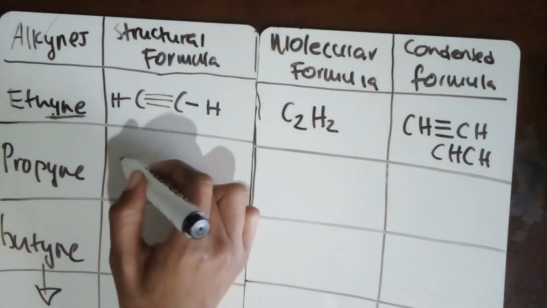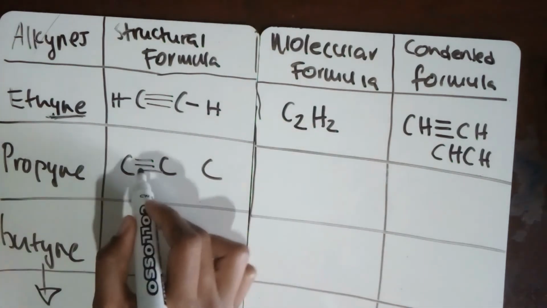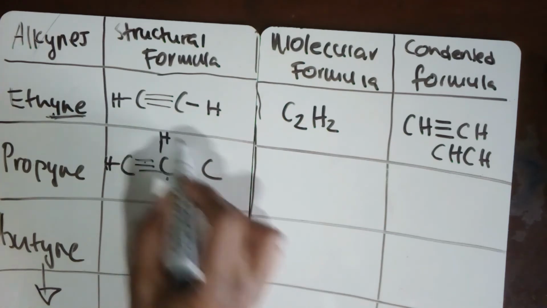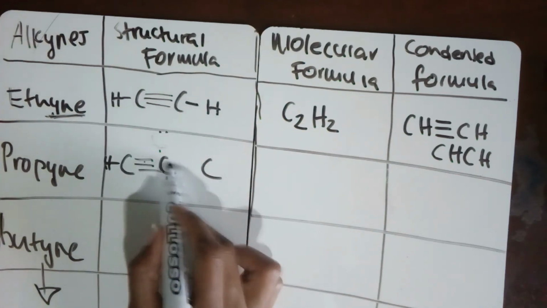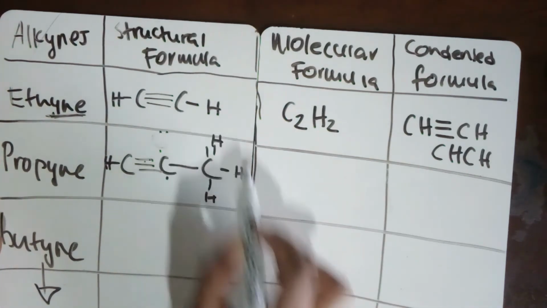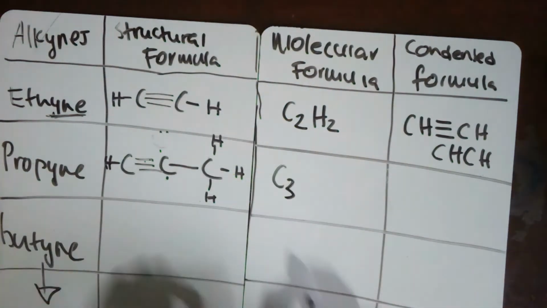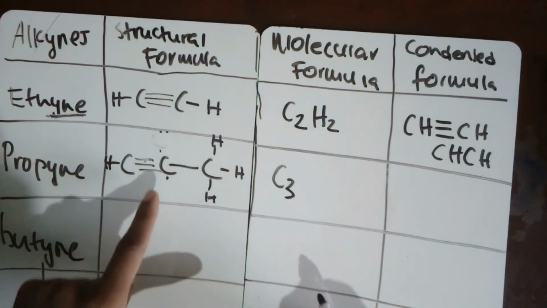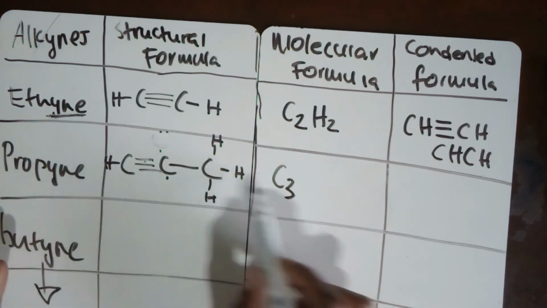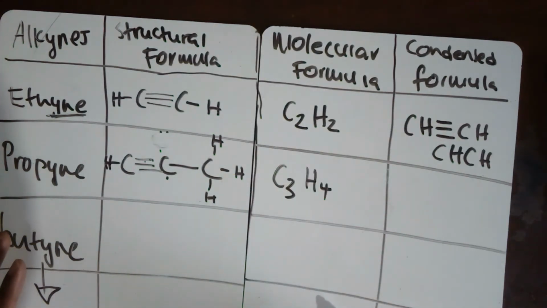Propyne, it's 3 carbons: 1 2 3. If you put that triple bond there, we just need 1 hydrogen there, and on the carbon with the triple bond we need another bond, so 1 2 3 4, and then here we'll just have those 3 hydrogen atoms, right? Okay, so now how many carbons do we have? We have 3. And then how many hydrogens? We have 4, right? C3H4.